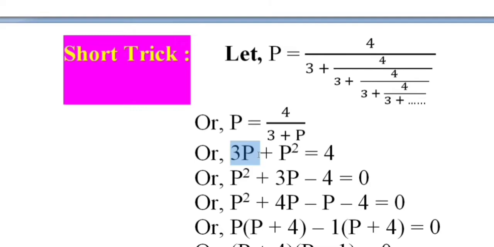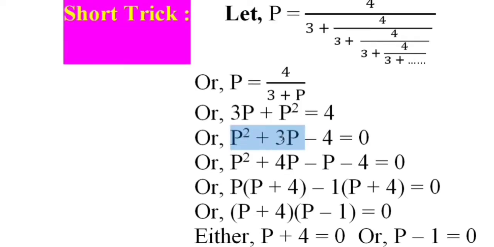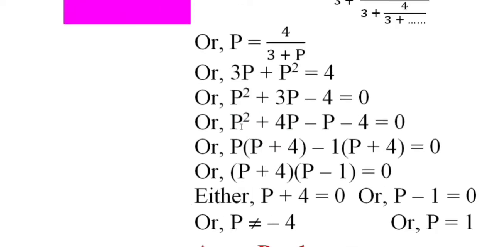3P plus P square equals 4, or P square plus 3P minus 4 equals 0, or P square plus 4P minus P. Middle term of 4, that means 1 into 4. 1 into 4, that means 4 minus 1 equals 3. So write 4P minus P minus 4 equals 0.